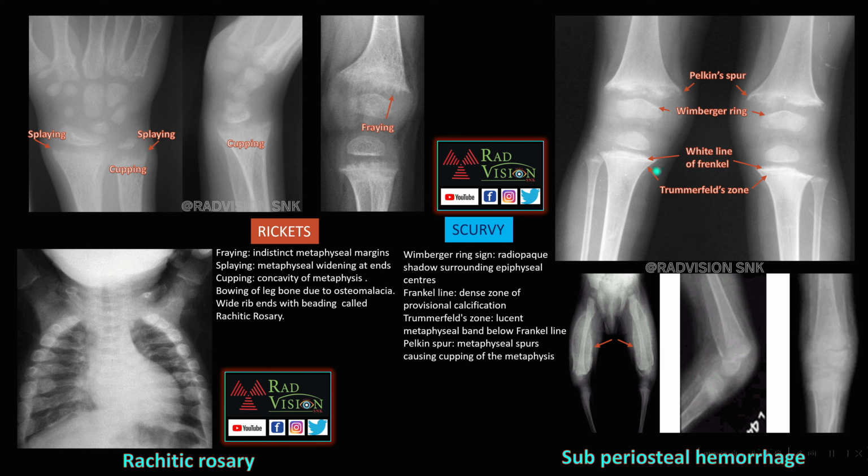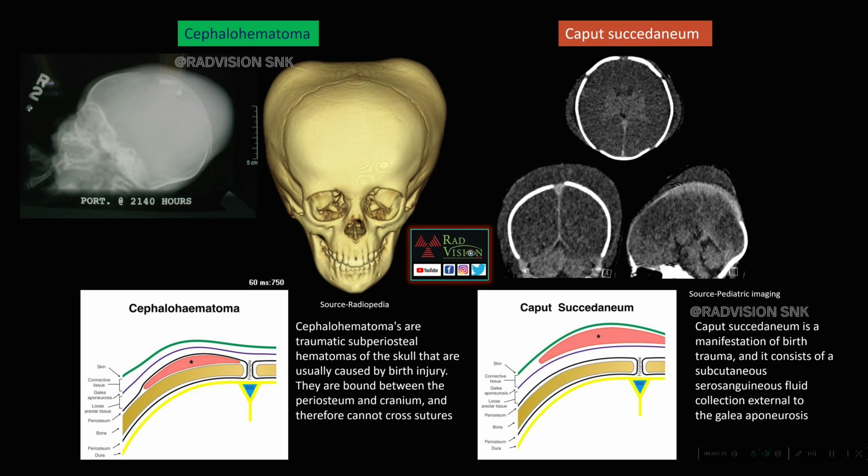And the counterpart is Scurvy, where you can see there are Pelkan spurs. You can see these are the metaphyseal spurs, Pelkan spurs. And this is the radiopaque shadow adjacent to the epiphysis, which is the Wimberger ring. And this is the dense zone of provisional calcification called the white line of Frenkel. And below the dense zone of calcification, there will be a lucent metaphyseal zone, which is the scorbutic zone, called the Trummerfeld zone. So Pelkan spurs, Wimberger ring, white line of Frenkel and Trummerfeld zone are classically seen in Scurvy. Along with this, you can see these are the subperiosteal hemorrhages, which are also seen in Scurvy. So these two are commonly asked in theory and also in viva.